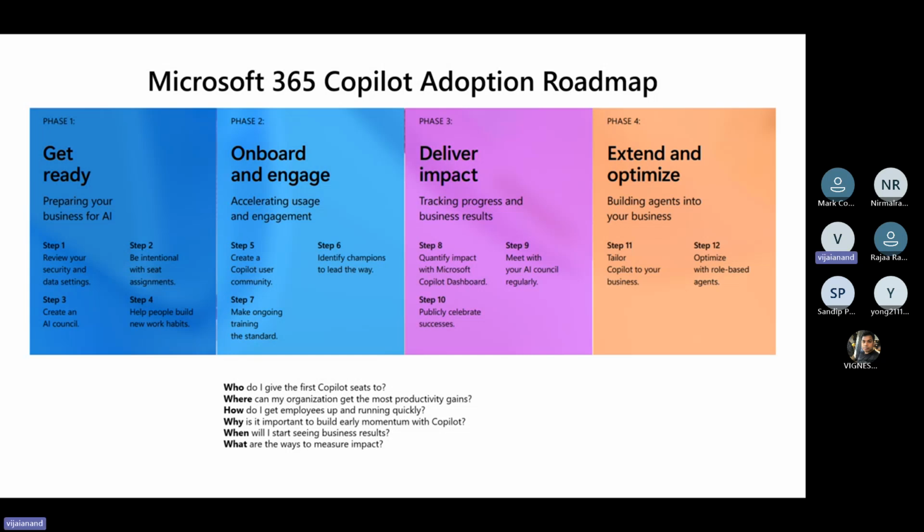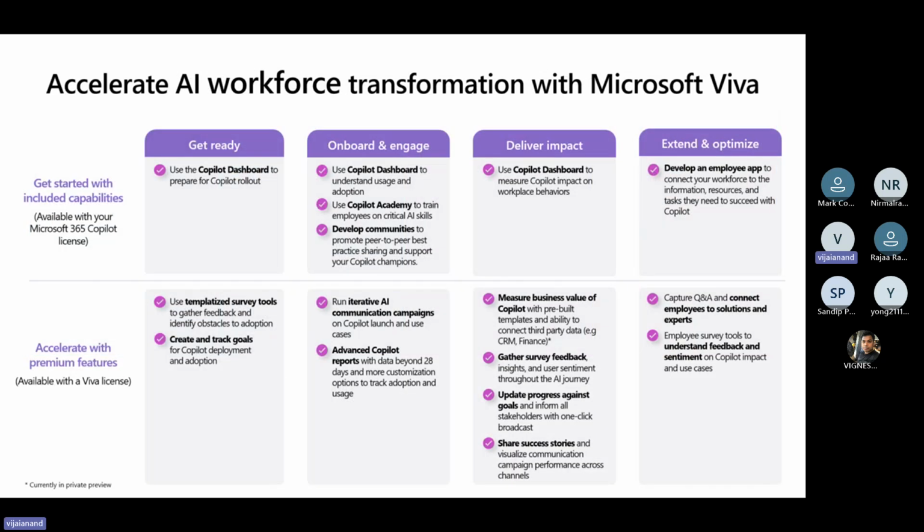Okay. So going to the next one. We have seen all these different phases as part of the Copilot roadmap, and we've seen the various steps that are involved. So how can you accelerate that journey? That's what Microsoft provides, certain tools across all these phases. For example, the Copilot dashboard can be used across all the different phases to accelerate this AI transformation.